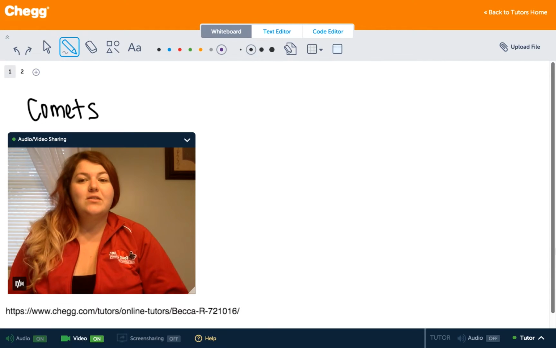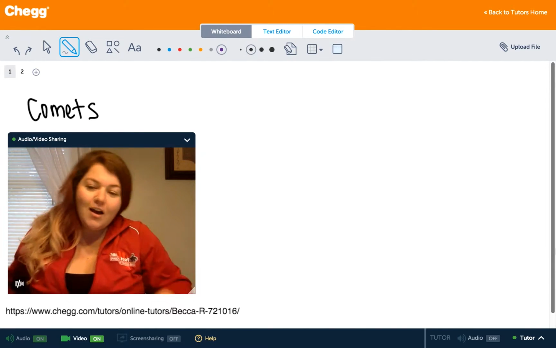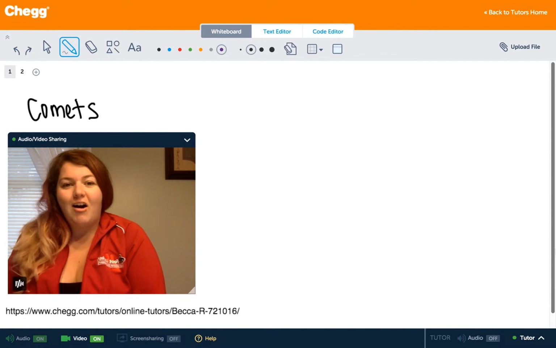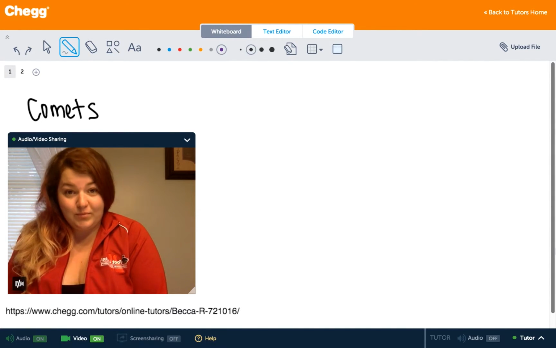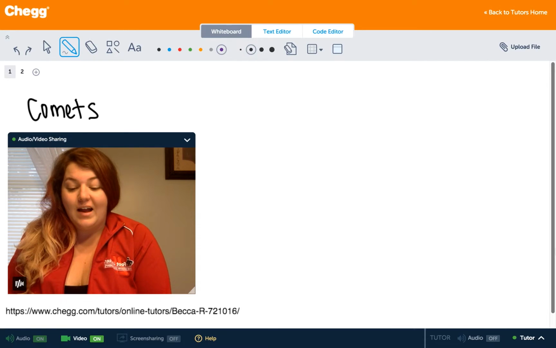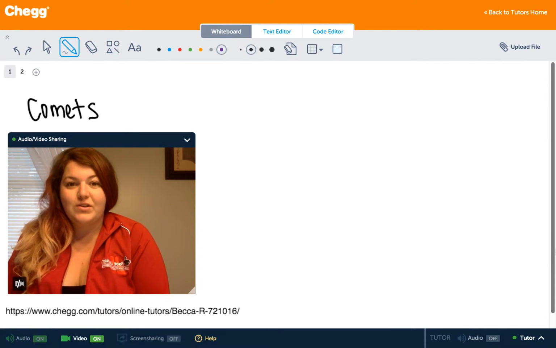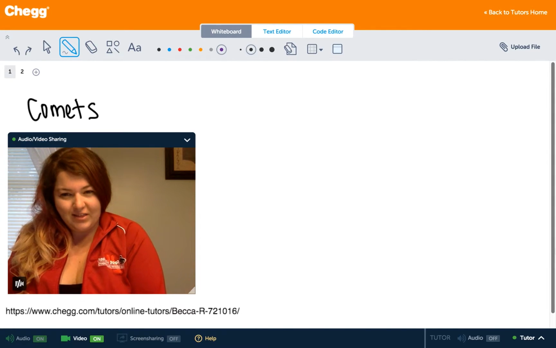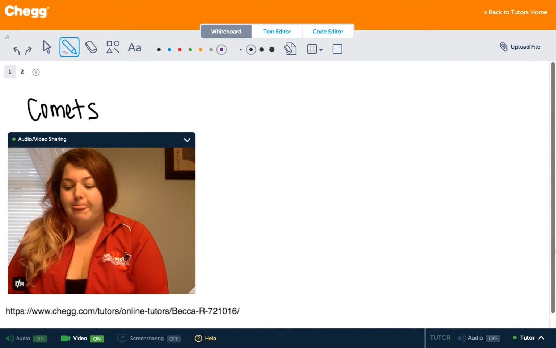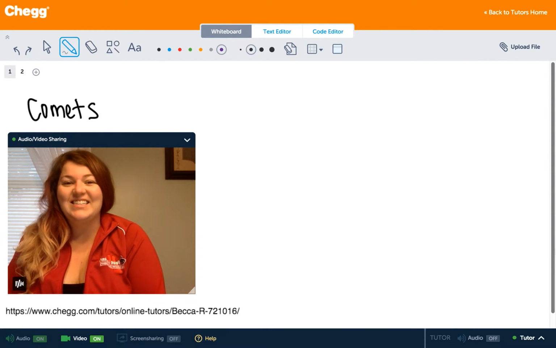But today we're going to talk about comets. Comets are an example of the really interesting things that live in our solar system. So first of all, let's talk about where comets actually are in the solar system. They can be anywhere, honestly.